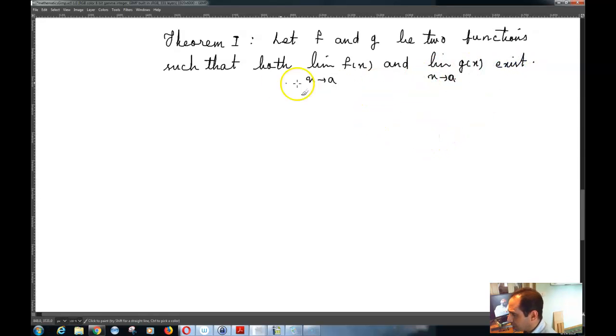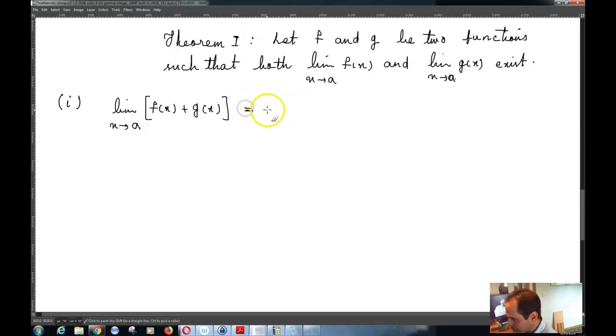Okay, then you can say that number one, the limit of the sum of the two functions is the sum of the limits of the functions, meaning that you can write the limit of f of x plus g of x as x tends to a is equal to the limit of f of x as x tends to a plus the limit of g of x as x tends to a.